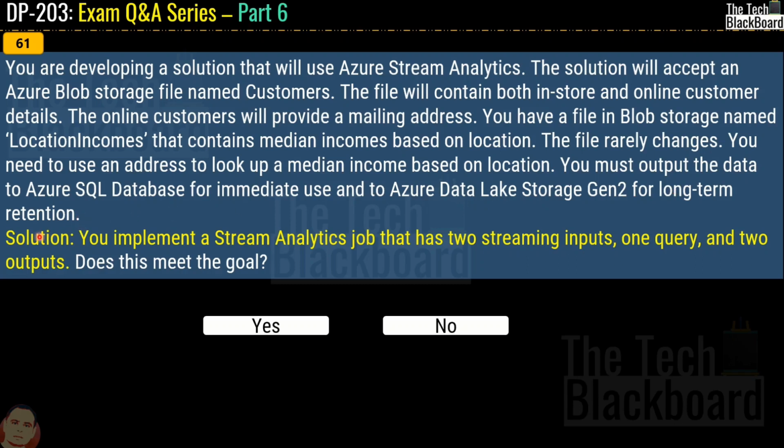And the solution given here is that you implement a stream analytics job that has two streaming inputs, one query and two outputs. Does this meet the goal? Looking at the answer, we have no. The given solution is not able to resolve this business case. I am sure that you want to listen to the logic behind the same. Stay with me. I will present the logic in question number 63 as this question has two more variations.